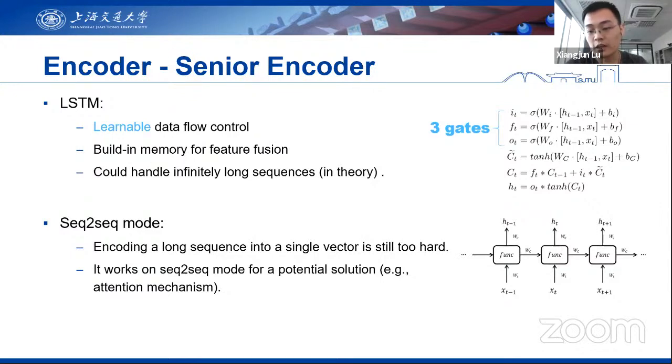The LSTM in our architecture works under the sequence-to-sequence mode because encoding a too long sequence into a single feature vector is still too hard, even if we use the LSTM. So we need the attention mechanism to reduce the hardness, and exposing the hidden state of LSTM is just the precondition to use attention.